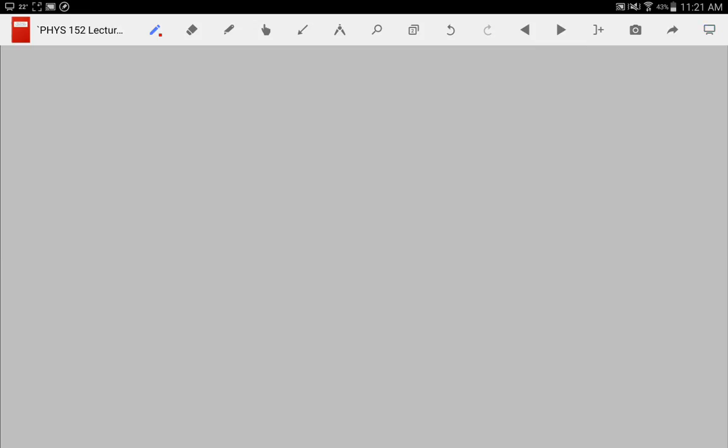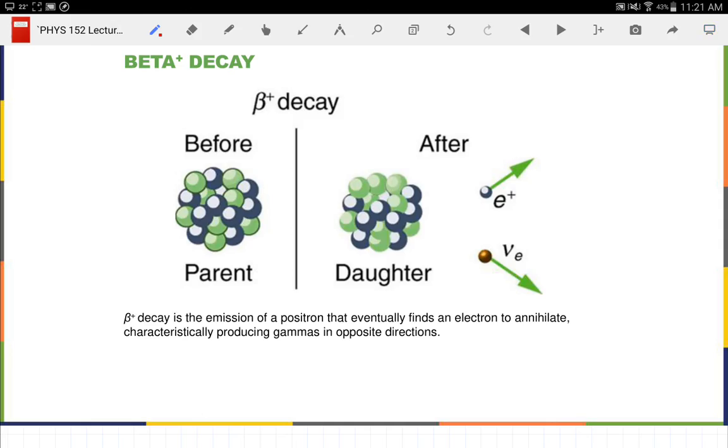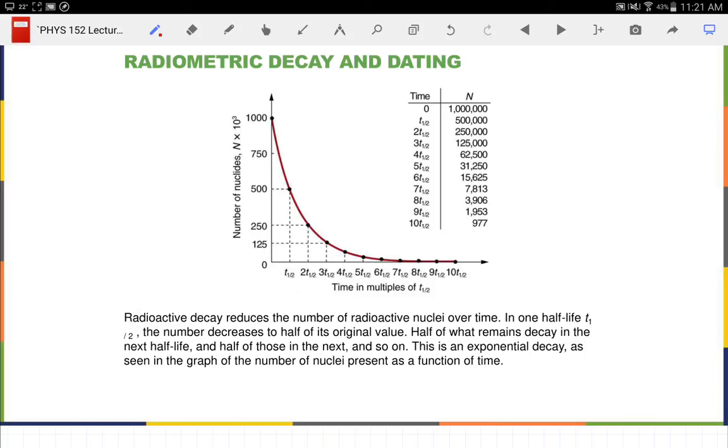Oh, and I'm sad because I have another bunch of slides. Here's a beta plus decay. I am going to skip over the beta plus decay to end the lecture by talking about radiometric dating and having one last clicker question.